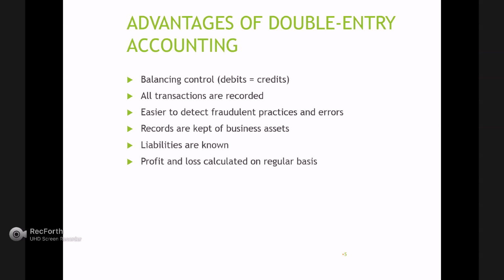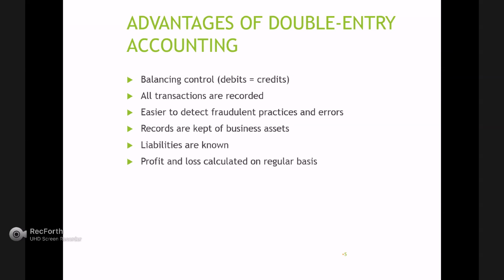Okay, so balancing control. For example, all the transactions have happened, and you have to enter them into the books of account. Then you may find there is some error: debit is not equal to credit. At that time you have to identify which mistake happened. I think in the first semester, in the first year, you studied financial accounting, the basic things. So all the transactions are recorded.